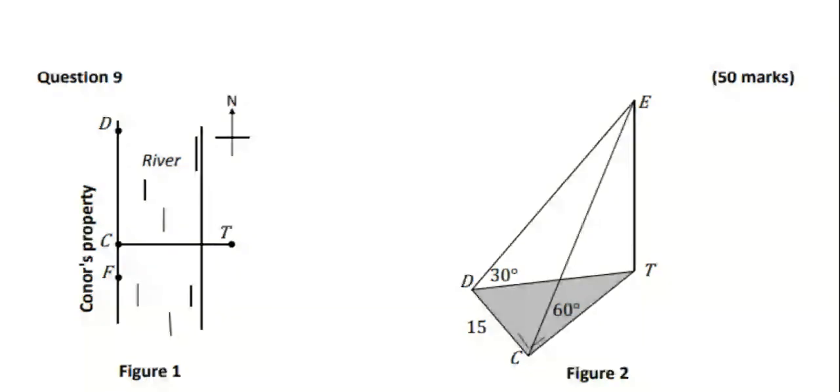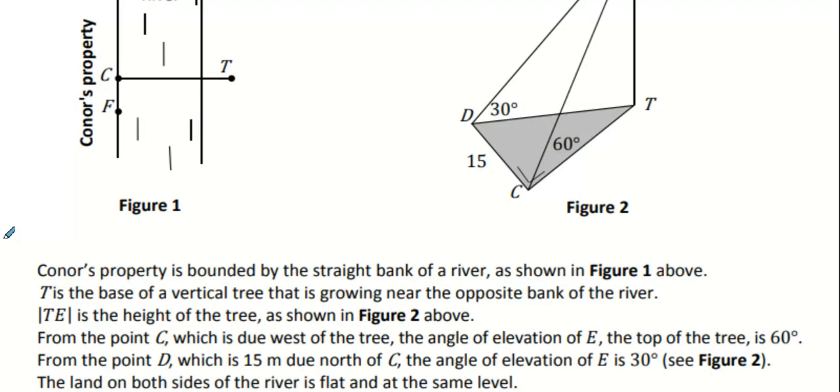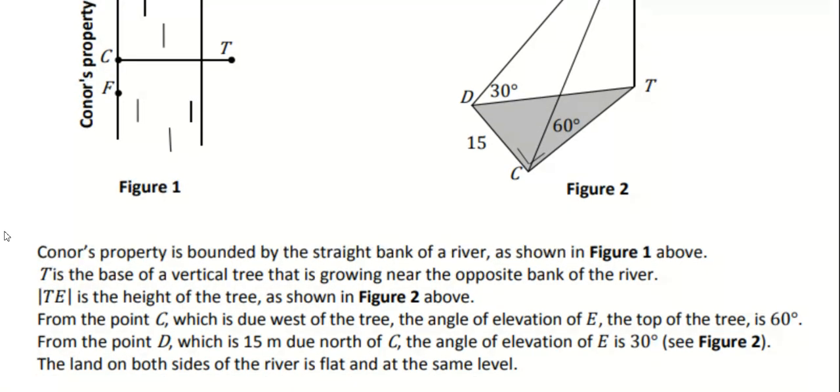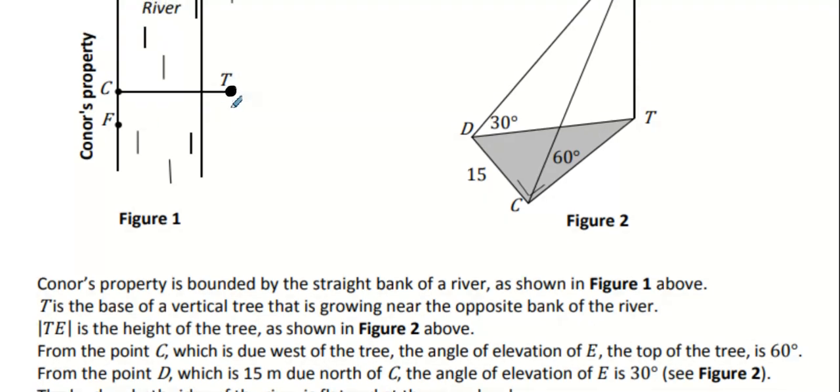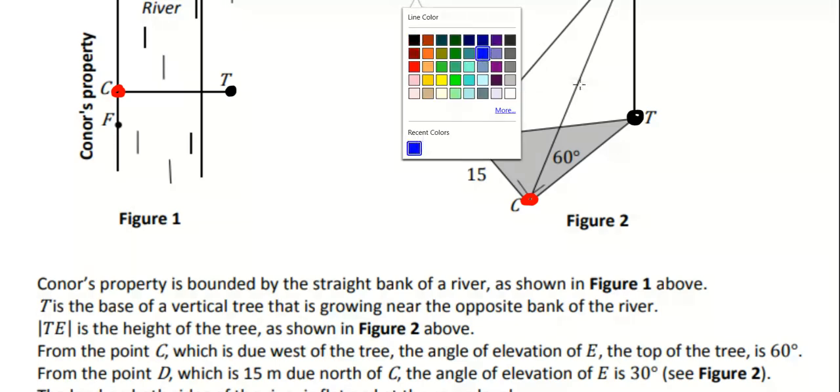So this is a diagram. Figure 1 is a river. Connacht's property is bound by a straight bank of river shown in figure 1 above. T is the base of a vertical tree. So if you imagine T is here, X marks the spot, or T marks the spot, so to speak. And C, which is this red spot here, is straight across the river. So the river would look something like an abnormally straight-banked river.